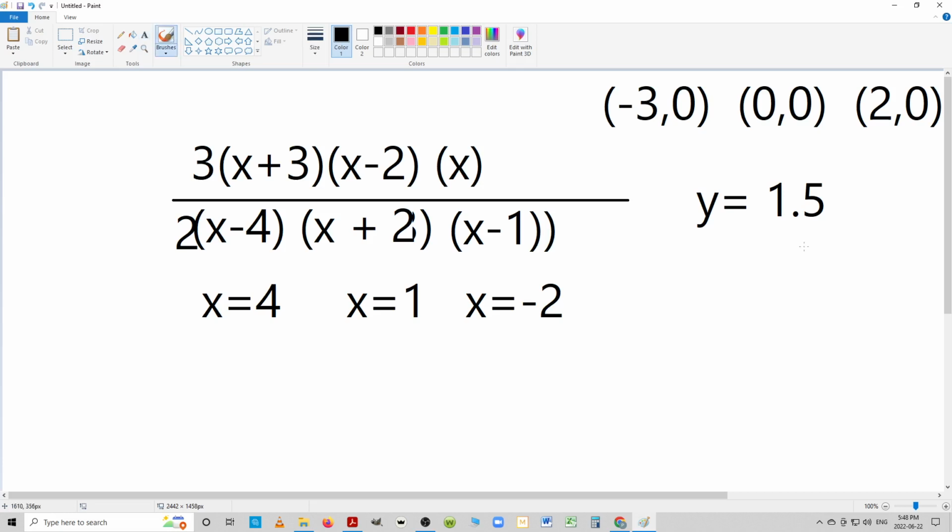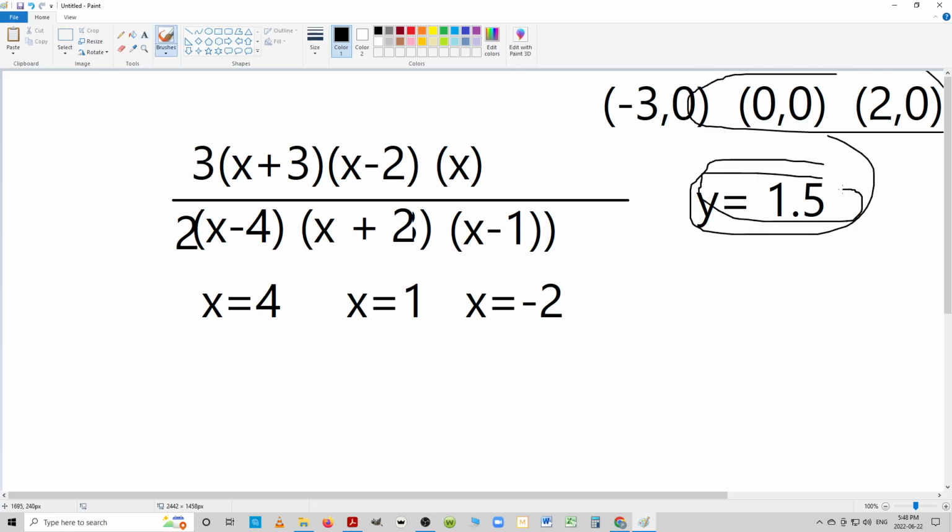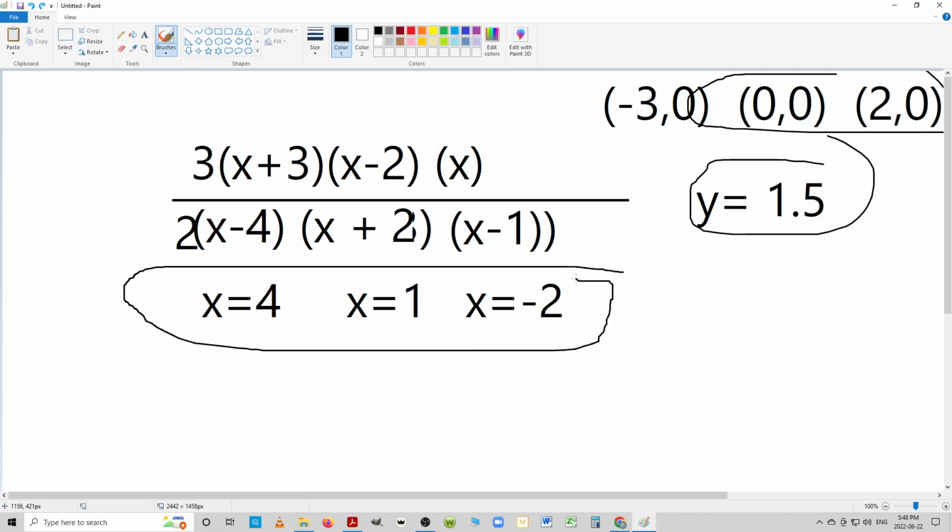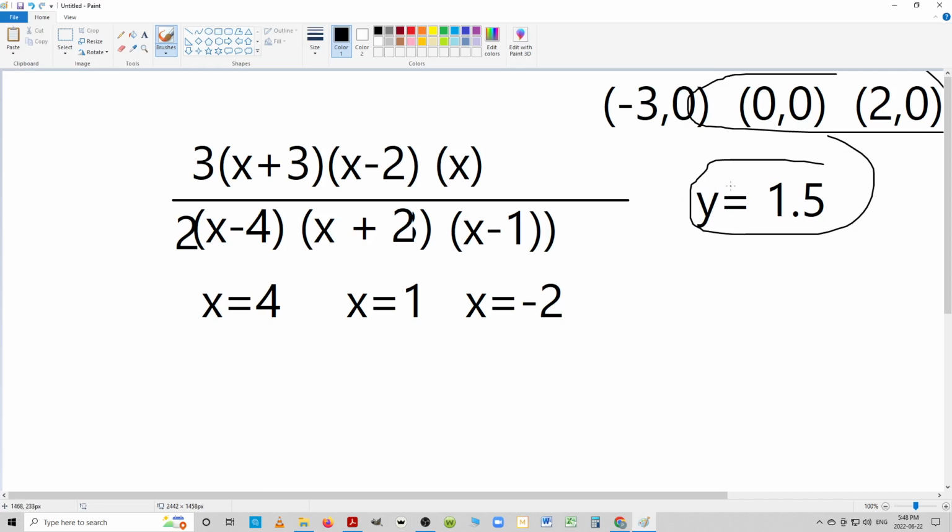So now I have a lot of information. I can figure out where the intercepts are. I can figure out where the horizontal asymptote is. And sometimes, by the way, it'll cross the horizontal asymptote. We'll have to discuss that in a second. And I can figure out where my vertical asymptotes are. And here's how we're going to do it. So now we can just draw a graph like this.